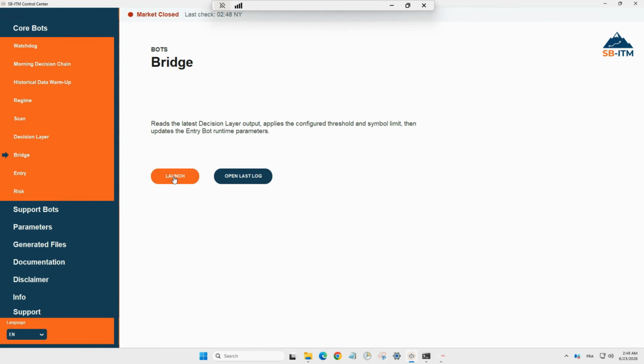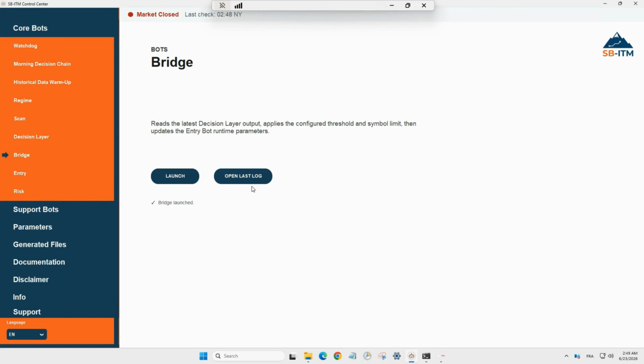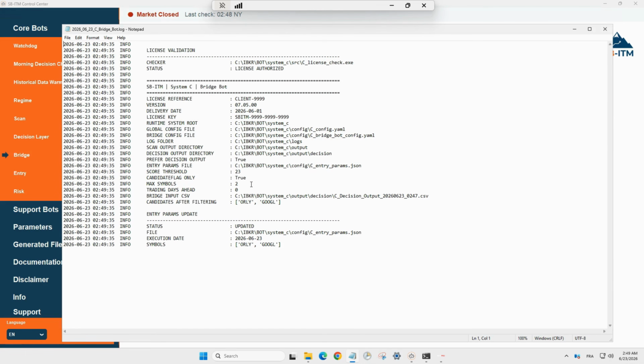The bridge bot now connects the decision output to the execution layer. It reads the candidates validated by the decision layer, applies the final bridge parameters, and prepares the symbols that will be used by the entry bot at market open. At this point, the workflow has moved from analysis and selection to execution readiness.